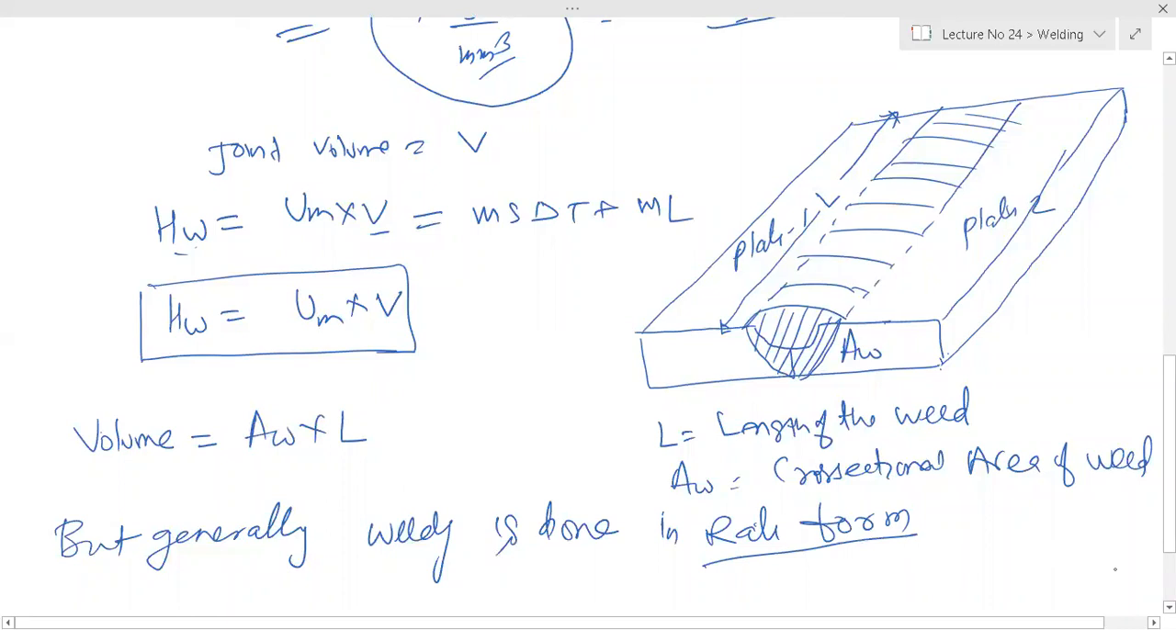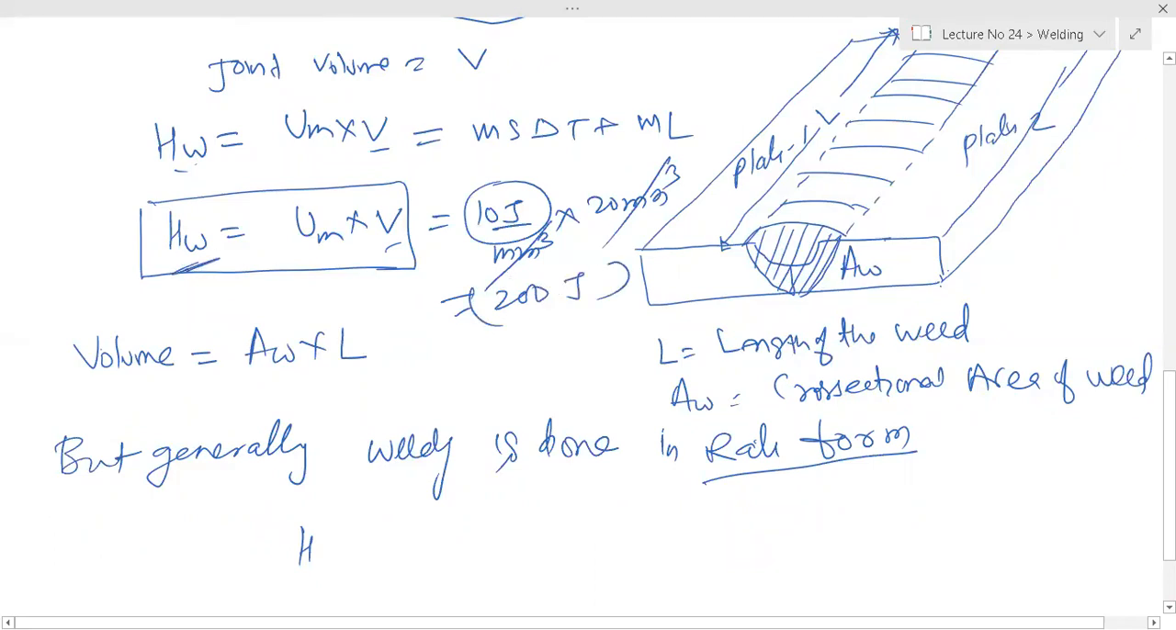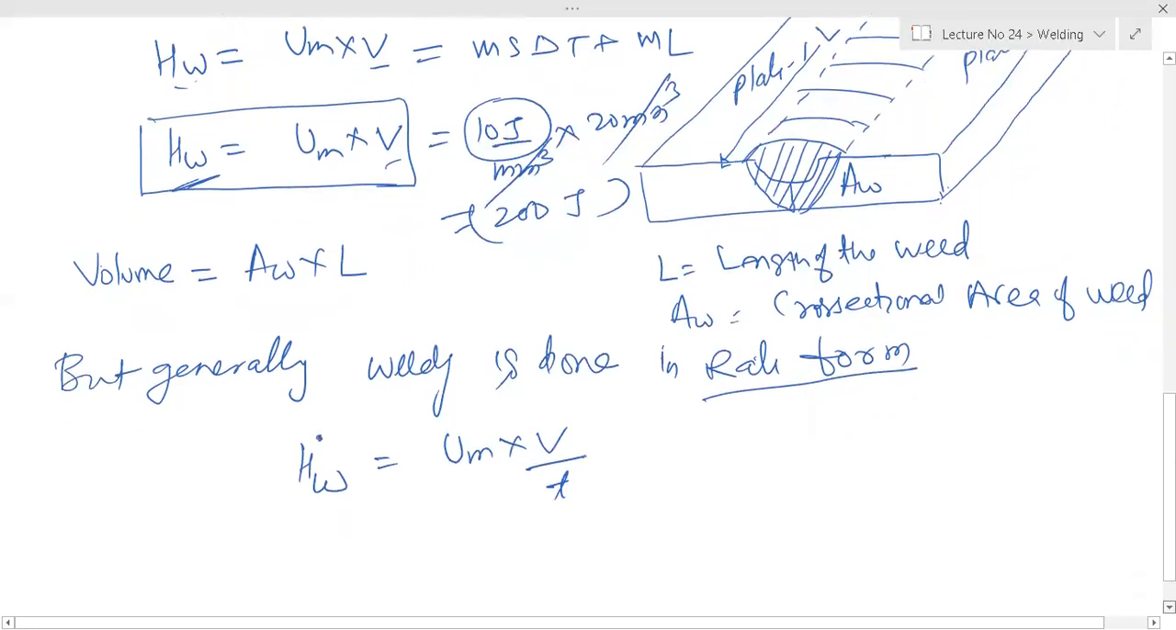It means there will be some speed where metal will be deposited or metal will be melted, right? So HW here, 10 joule per millimeter cube into, suppose volume is your 20 millimeter cube. So it is in a form of energy, 200 joule energy. If you want to write in a rate form, then you have to divide with time. So now it is in rate form.